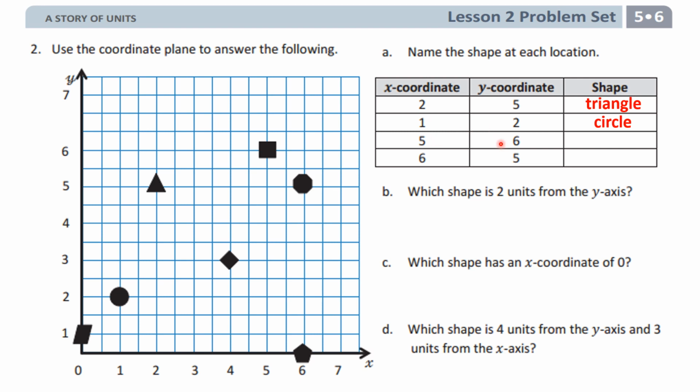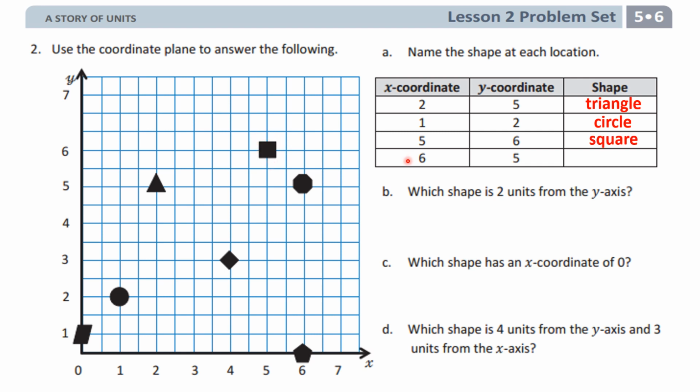5, 6. I start at 0, 0. What is this area called? It's called the origin. I'm going to go horizontally 5 units on the x-axis. Then I'm going to go vertically 6 units on my y-axis. It took me to a square.